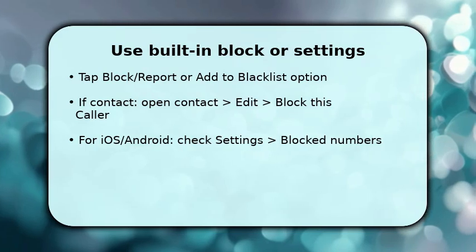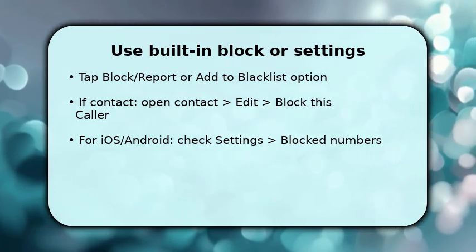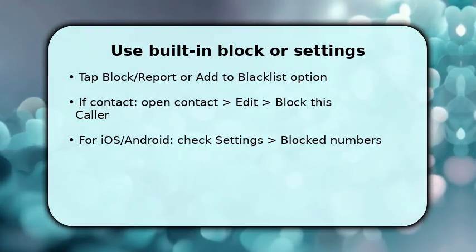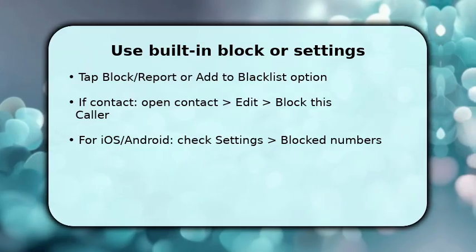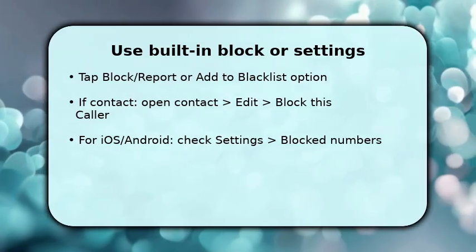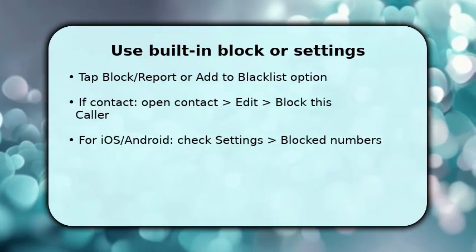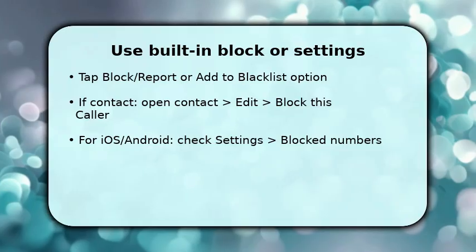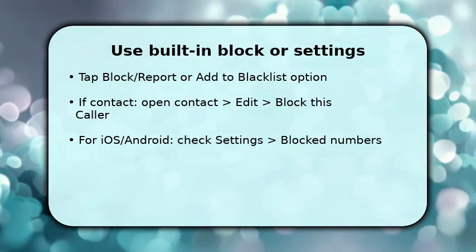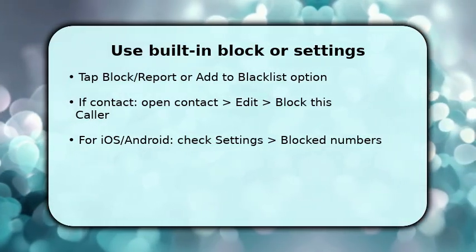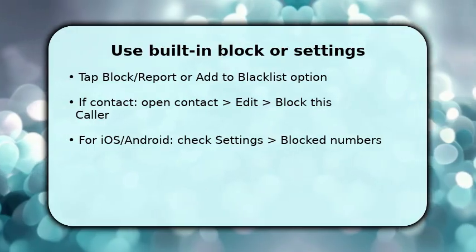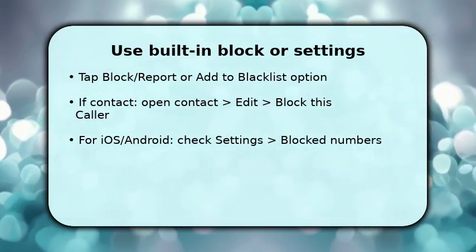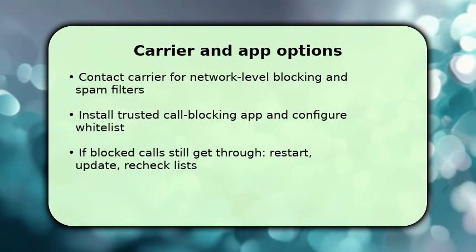Now use the phone's built-in block feature to stop calls and texts. Tap Block or Report from the number's details. If the entry is a saved contact, open the contact, choose Edit, and select Block this caller. For Android, you can also add the number to Settings Block Numbers or Call Settings Call Blocking. Once done, verify the number appears in the block list so you know the system will reject incoming calls and messages automatically.